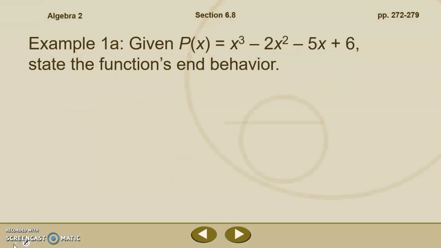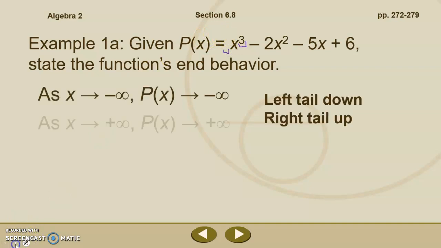All right, let's take a look at this example. Given p of x equals x cubed minus 2x squared minus 5x plus 6, let's state the function's end behavior. Well, we see it's an odd function, and it has a positive leading coefficient. So that tells me that my left tail is going to be down, and my right tail is going to be up. It's odd, so the tails will go in different directions, and it's positive, so it's got a general upward slope there, from lower to higher, from down to up.